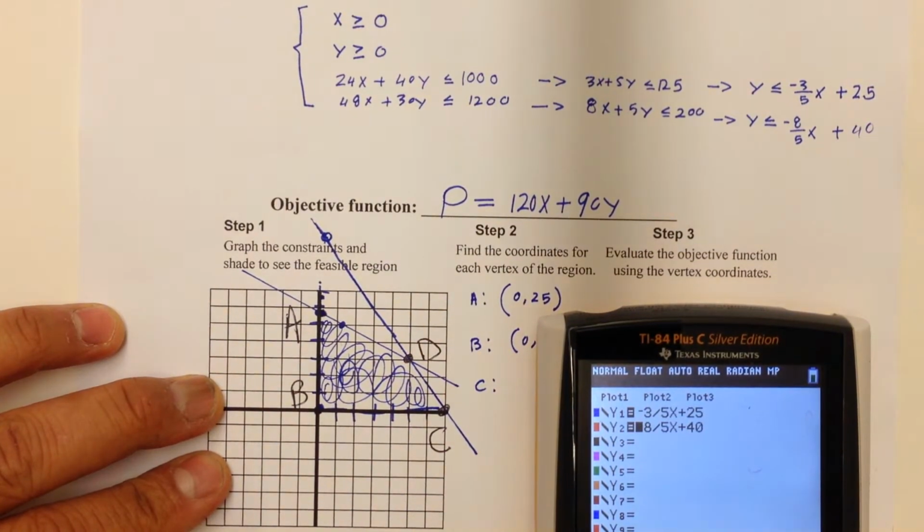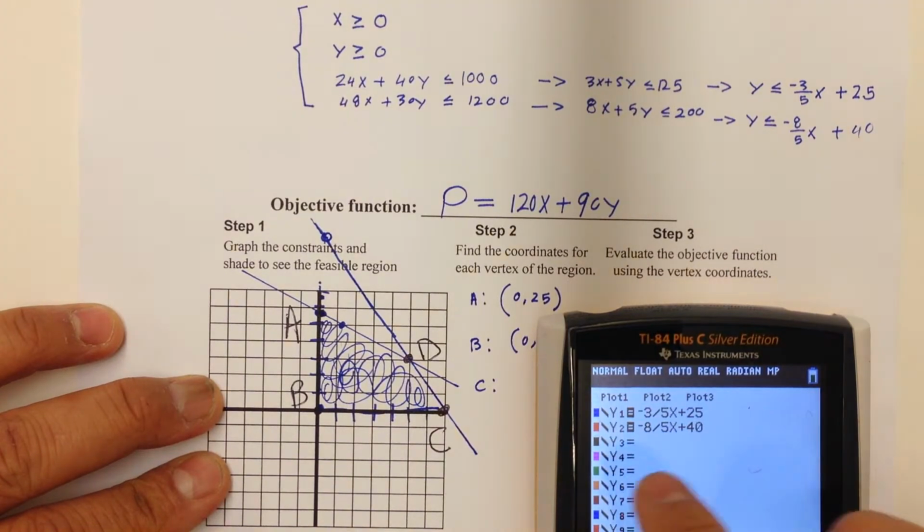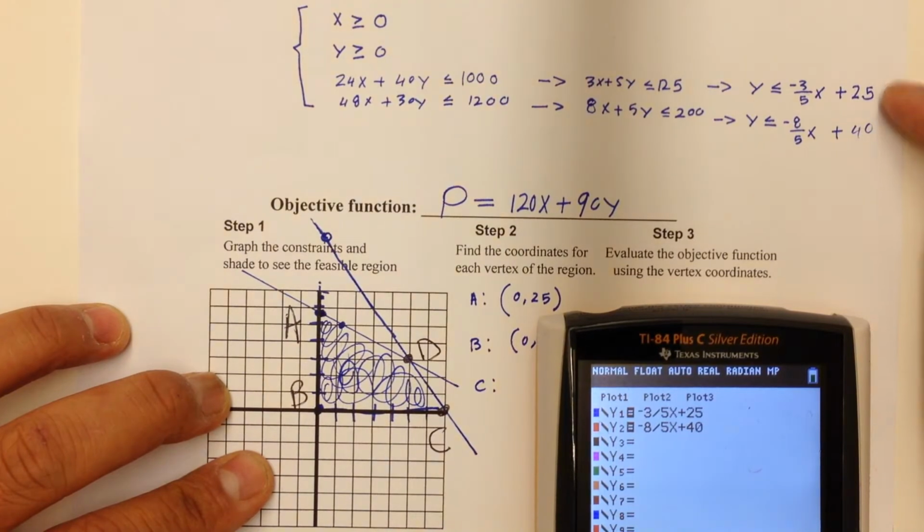And remember that the last equation is drawn using a red line. What I'm going to do is change this so that you can actually see the shaded region. Both of these inequalities are shaded below.